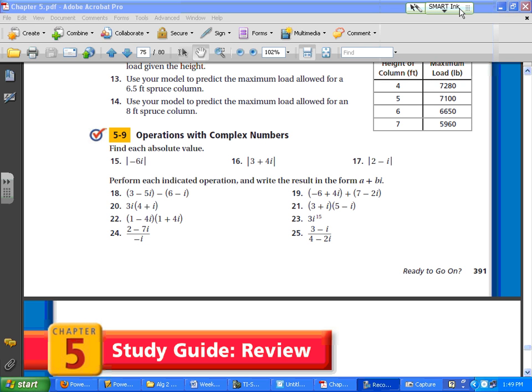Okay, working with complex numbers, which ones do you want me to go over for these? All right, which ones would you like to see done? All right, so one of the absolute value ones, so like number 16, okay? 16, all right. And what else, 23? Any others? 25, all right, so one of the division ones.